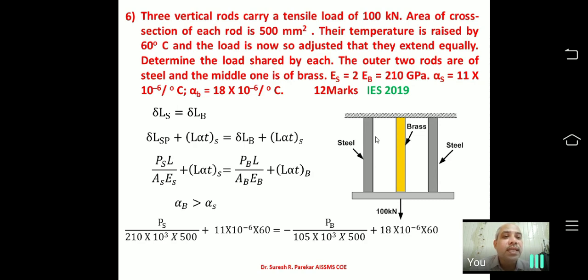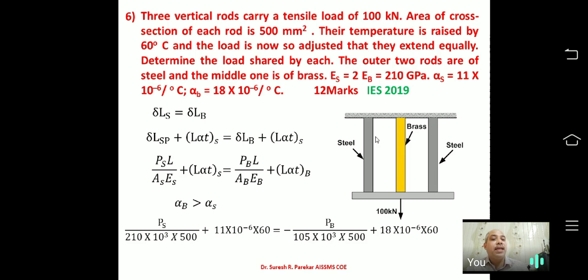And by using this, you can see this. If we consider it plus, then also it's okay. But we know that it goes in compression, so it is better to consider it in compression. And then we have PS upon 210 into 10 raised to 3, and likewise we will get these values.